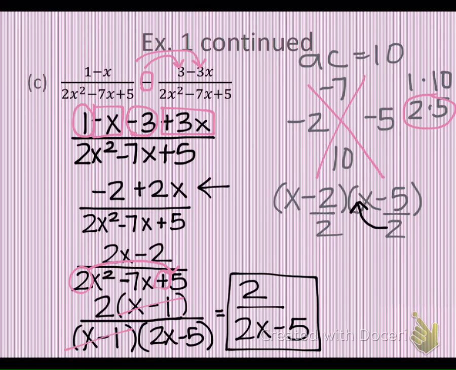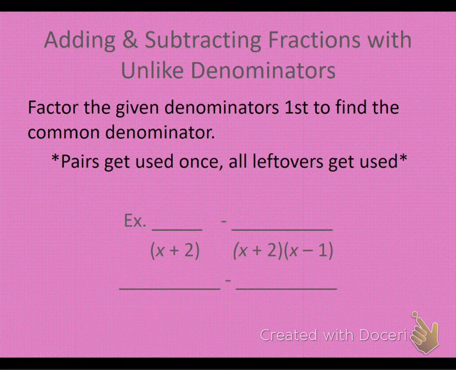Awesome. Now, this is where it gets more complicated, because now we've got to look at what do we do when the denominators are not the same? What do we do when the denominators are not the same? So first of all, we're going to factor the given denominators first. That's all we can do. We got to factor those denominators down as far as they will go, and then we're going to look for pairs. Any pairs that we have will get used one time, and all of our leftovers get used.